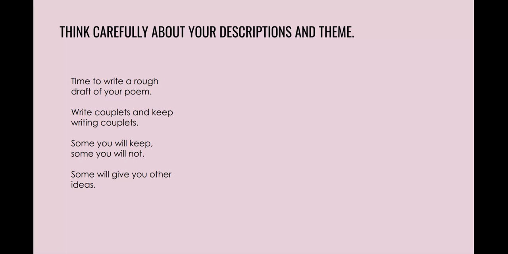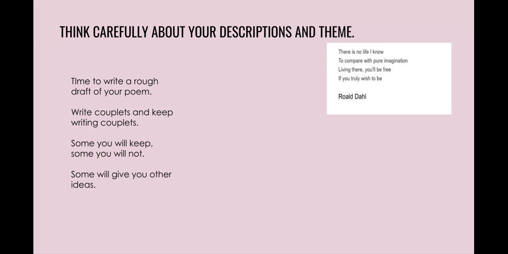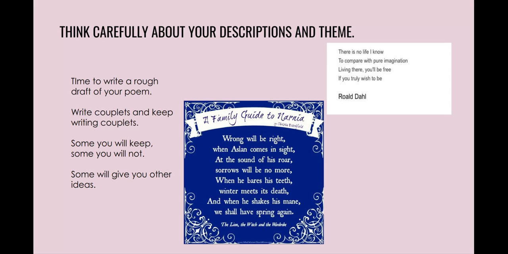Now it is time to think carefully about your theme. Time to write a rough draft of your poem. Why don't you try some couplets or quatrains? Some you will keep, some you will not. Some will give you ideas for other rhyming couplets that you could create. Here are some examples of some that we have seen in the past.